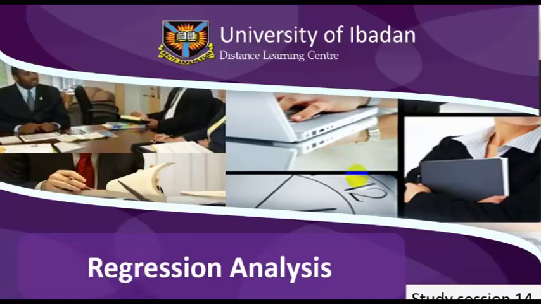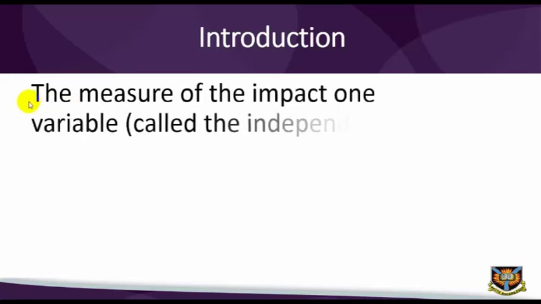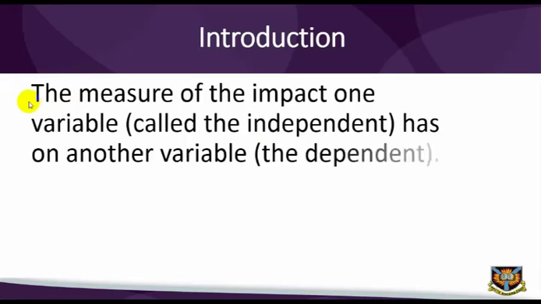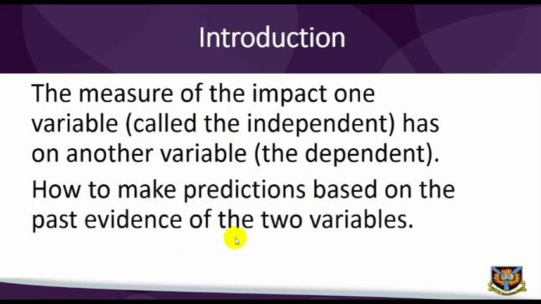Studies Section 14, Regression Analysis. Introduction. In the last lecture, we considered the measure of relationship between two variables. In this lecture, we shall discuss a measure of the impact one variable, called the independent, has on another variable, the dependent. We shall also discuss how to make predictions based on the past evidence of the two variables.